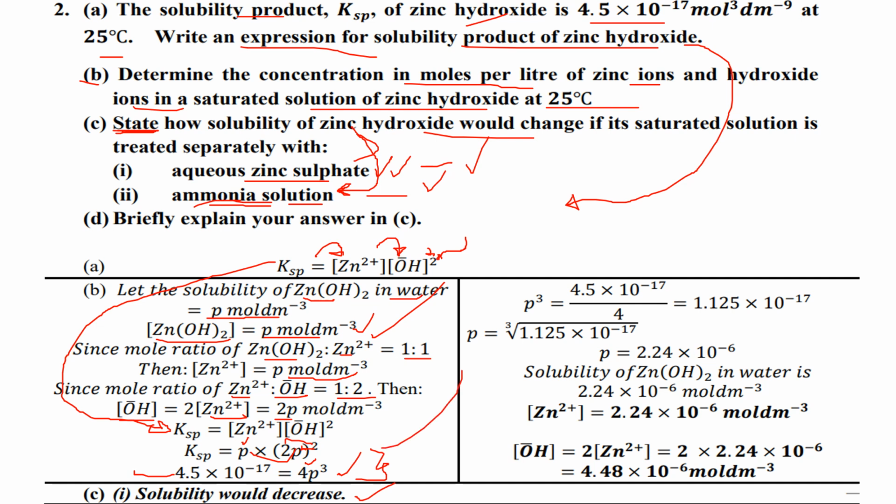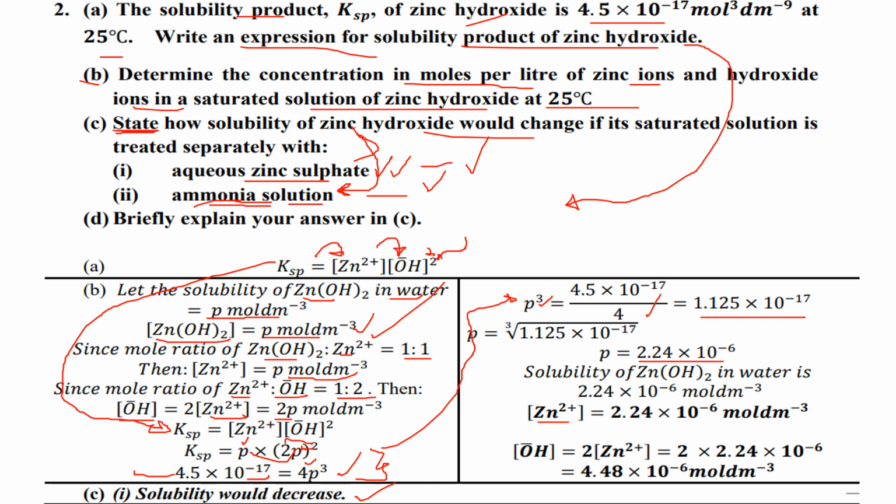Now here, this was completion of this statement, finding the molar concentrations of the hydroxide and the zinc ions. So here, provided the solubility equilibria, we make P cubed the subject, and this is going to be 4.5 exponential negative 17 divided by 4. Putting everything in the calculator, you're going to end up with 1.125 exponential negative 17. Then to make P the subject, you find the cube root on both sides, and you're going to end up with your final answer of P to be 2.24 exponential negative 6.